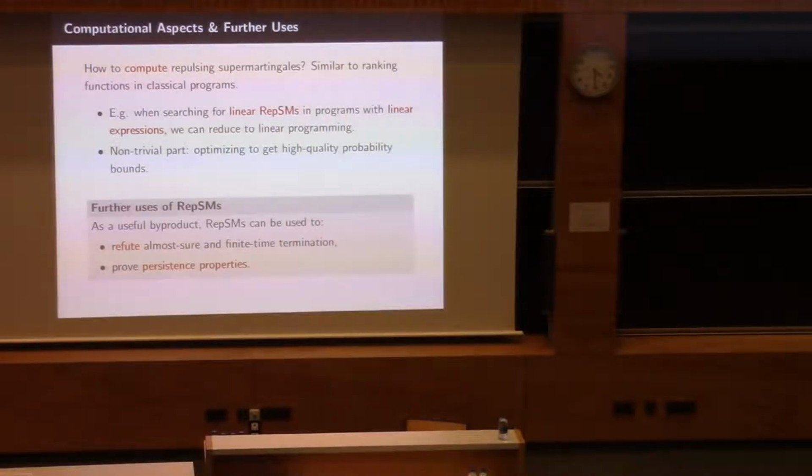And finally, I should mention that although we were looking mainly for something to prove these bounds on assertion violation probability, these repulsing supermartingales have also other applications. We can use them to refute, for example, almost sure termination or termination with finite expected time, and also to prove so-called persistence properties of non-terminating programs.